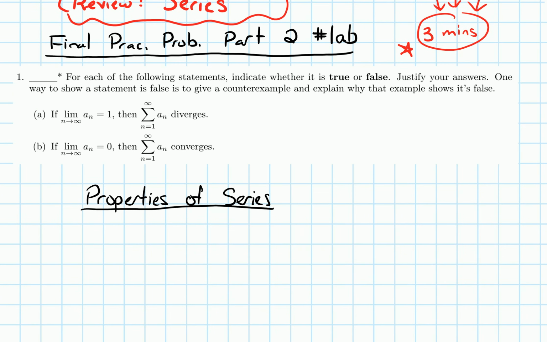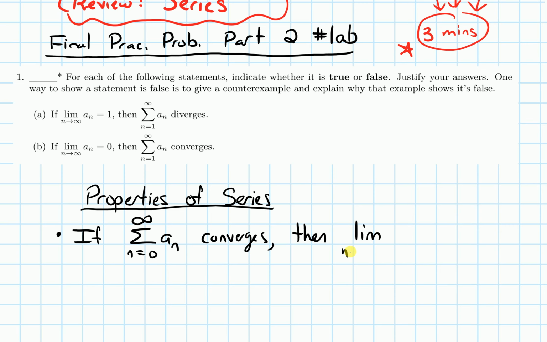Before I get into the question, I want to incorporate some review. What are some key properties of series that we need to remember to tackle a question like this? The first is, if we have a series from n equals 0 to infinity of a sub n, and this series converges, then the limit as n goes to infinity of a sub n, the limit of the terms, has to be 0.